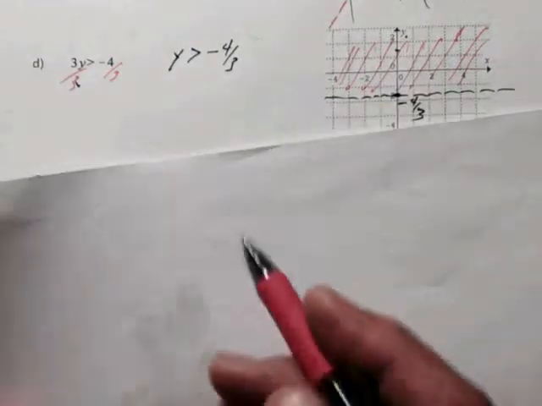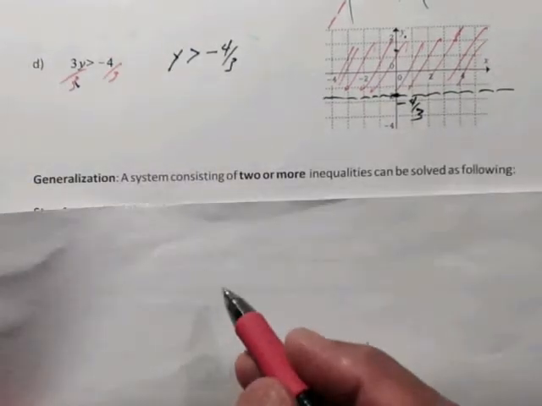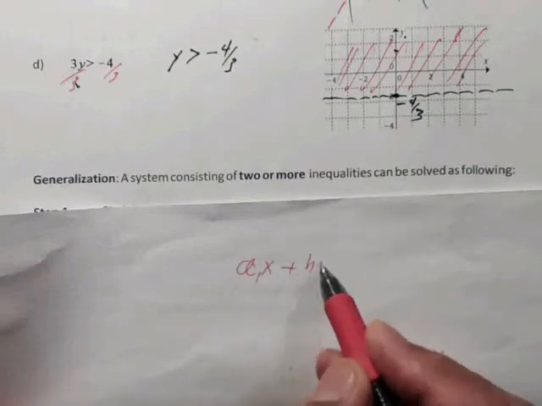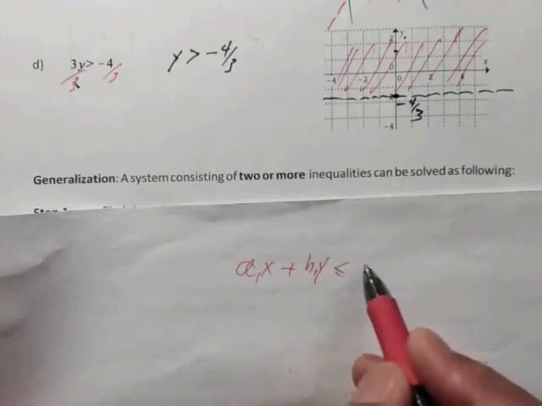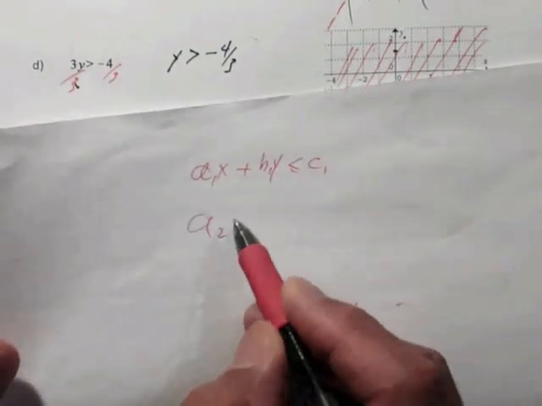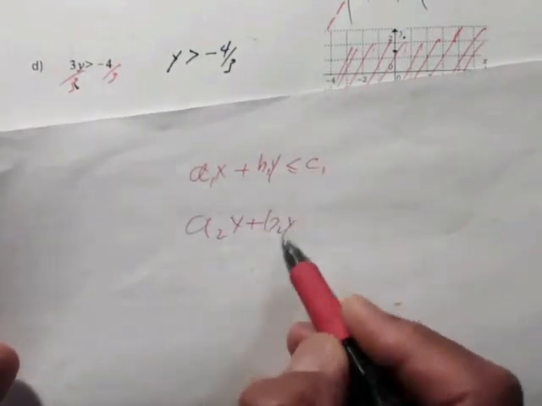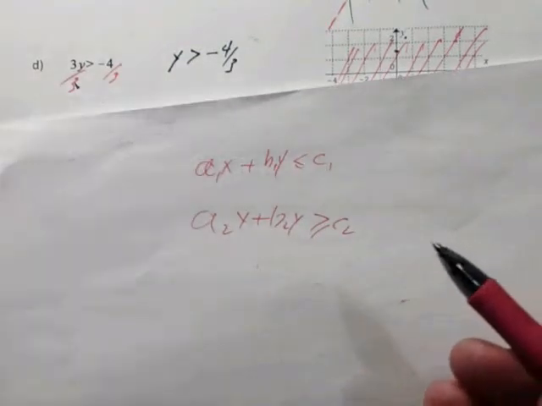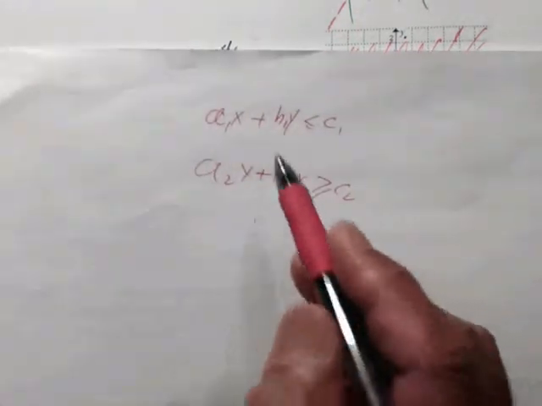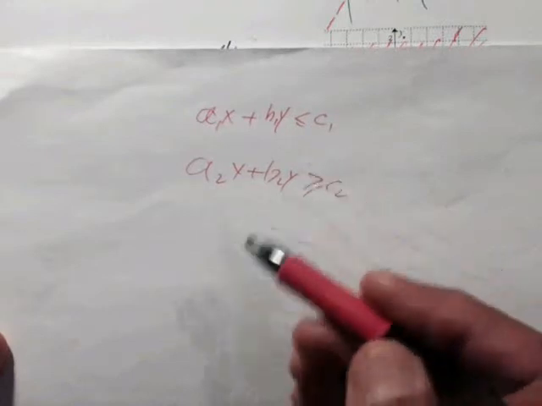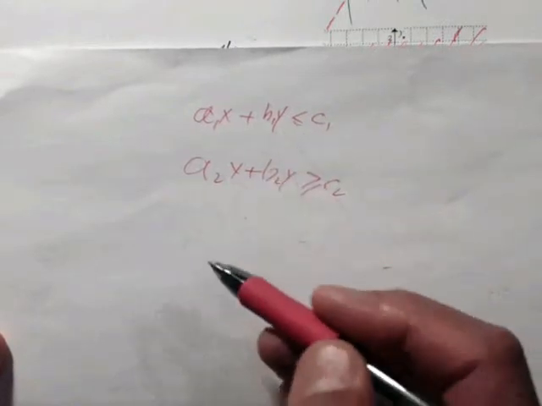Let's say I have two inequalities: a1x plus b1y less than or equal to c1, and some a2x plus some b2y maybe bigger than or equal to c2, something like that. Both linear. If you understand the linear part, then you can easily extend your imagination to a non-linear situation very easily. Basically two curves.